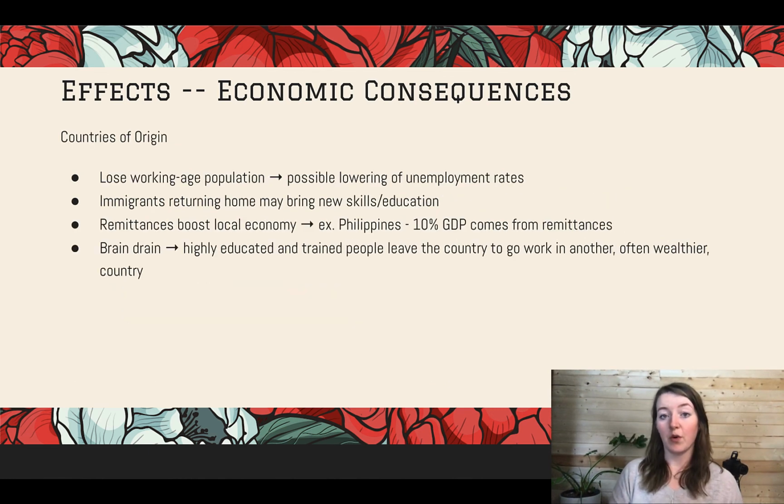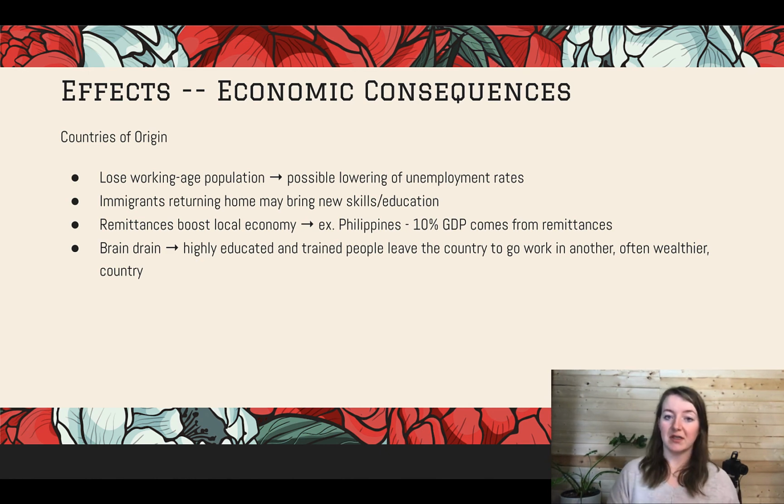On the countries of origin economic consequences, they tend to lose the working age population. We know from Ravenstein that these are the most common people to migrate. This could, however, lower unemployment rates. So if we have fewer workers in the pool, then more people have to go to work, meaning that there's less unemployment. If immigrants return to their countries of origin, and many do, they often bring home new skills or education.